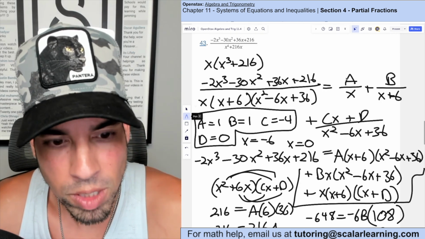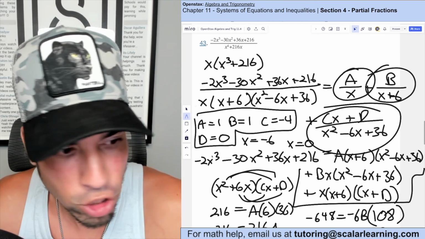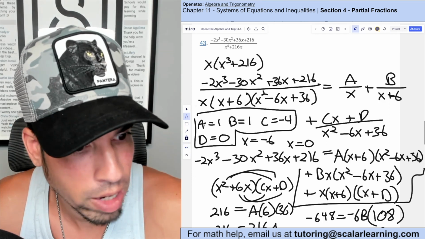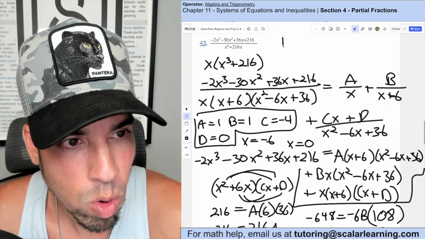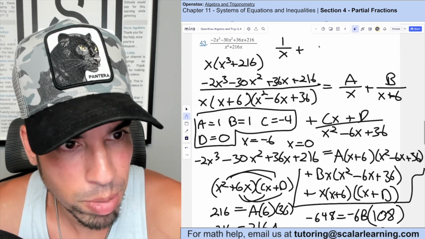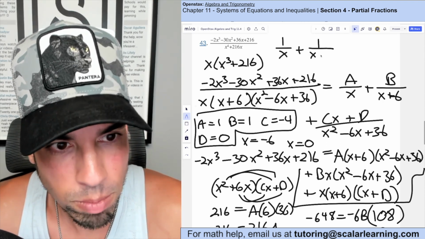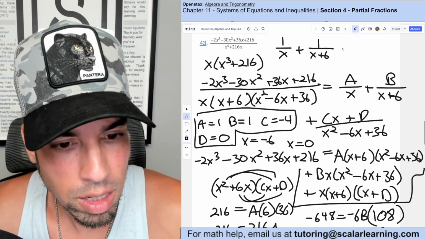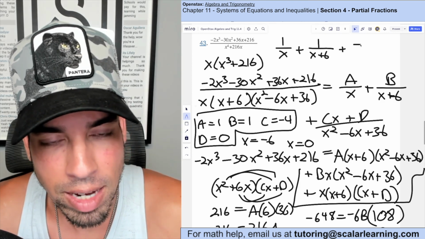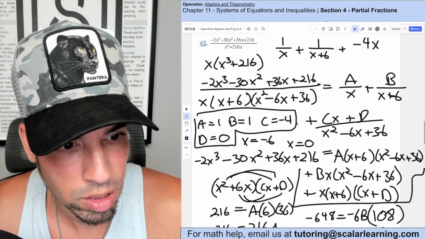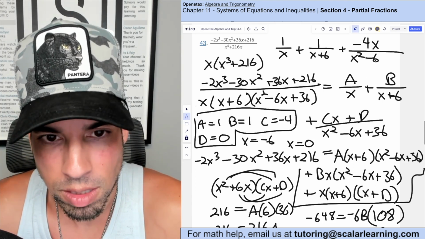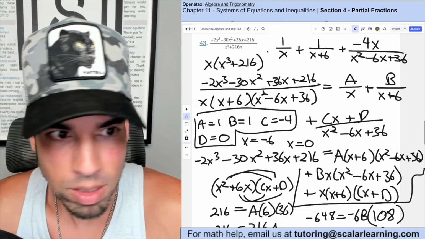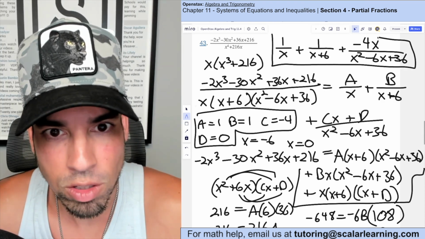So now I come back up top to the original partial fractions, those three. And now we're just going to plug and chug a, b, and c. d is 0, so we can get rid of that. So let's see what we got. We got 1 over x, plus b, which is 1, over x plus 6, and then plus -4x plus 0, so we don't have to write it, over that quadratic, x squared minus 6x plus 36. And there you go. That's how you do it.